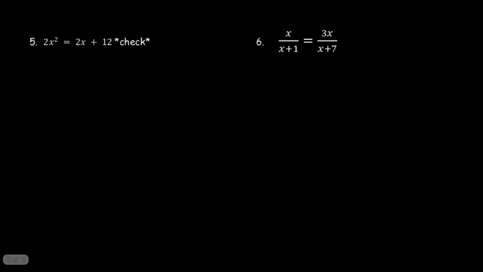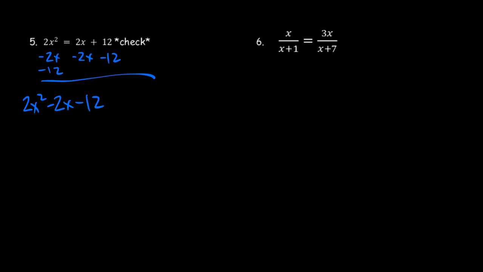All right, here's some that are a little bit more challenging. Example 5. I've got more than one term I need to move over to the other side. So maybe in this case, I will take a moment to actually write this out. I don't want to try and do too much in my head. So this will give me 2x squared minus 2x minus 12 equals 0.